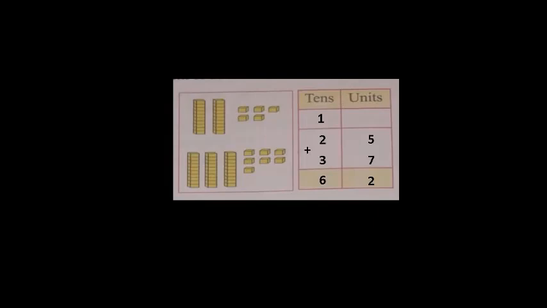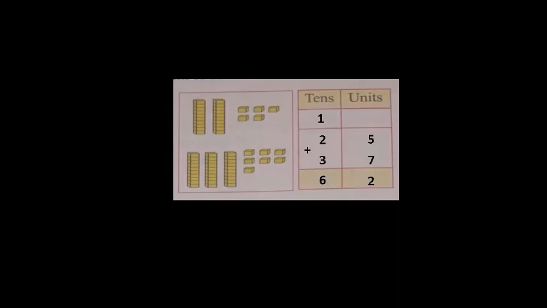Next, two blocks at the tens place and 5 blocks at the units place, which is 25, plus 3 blocks in the tens place and 7 blocks in the units place. We have to start adding from the units place.